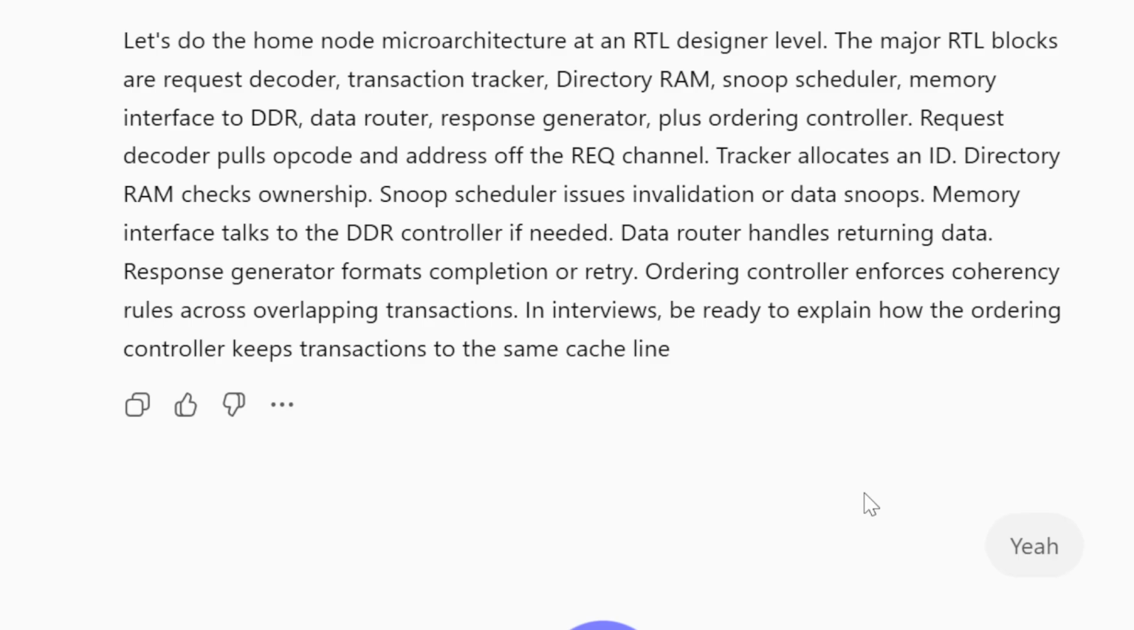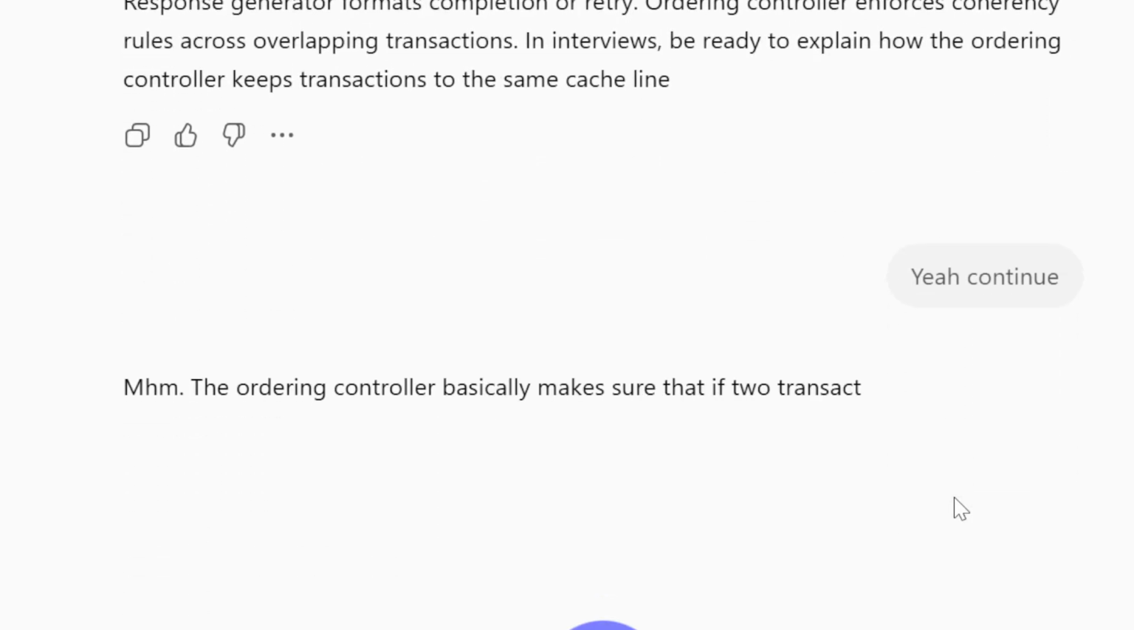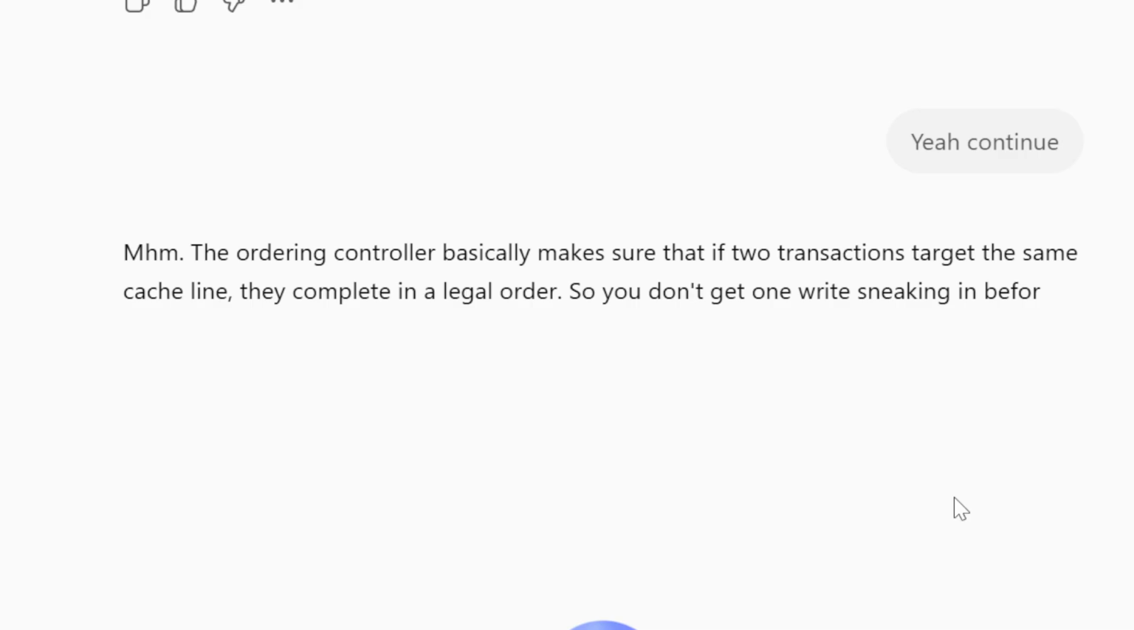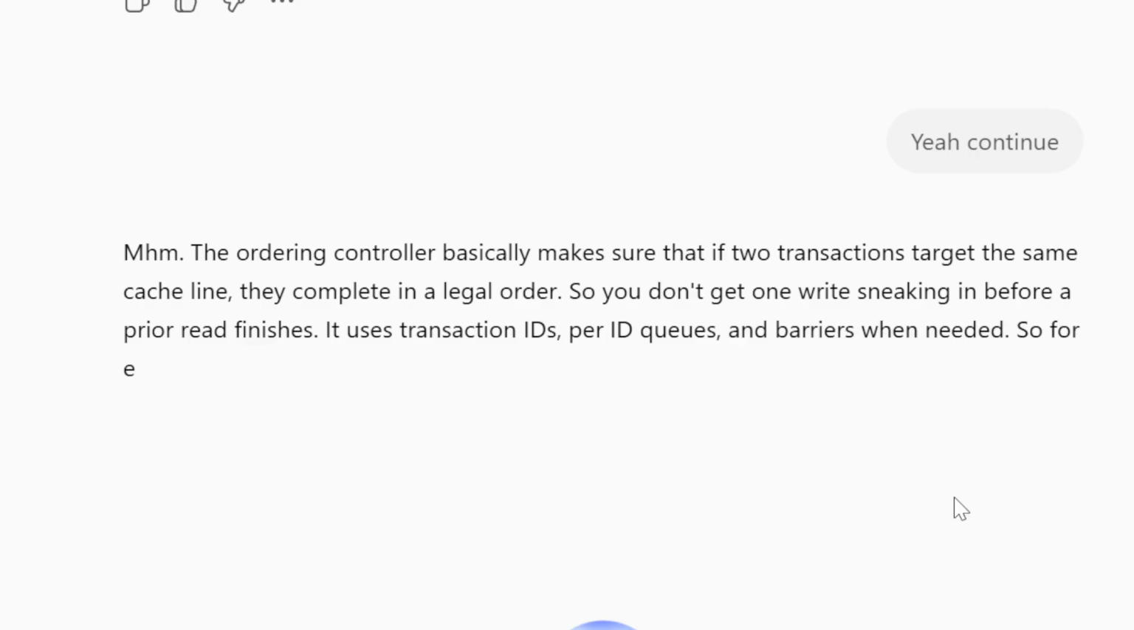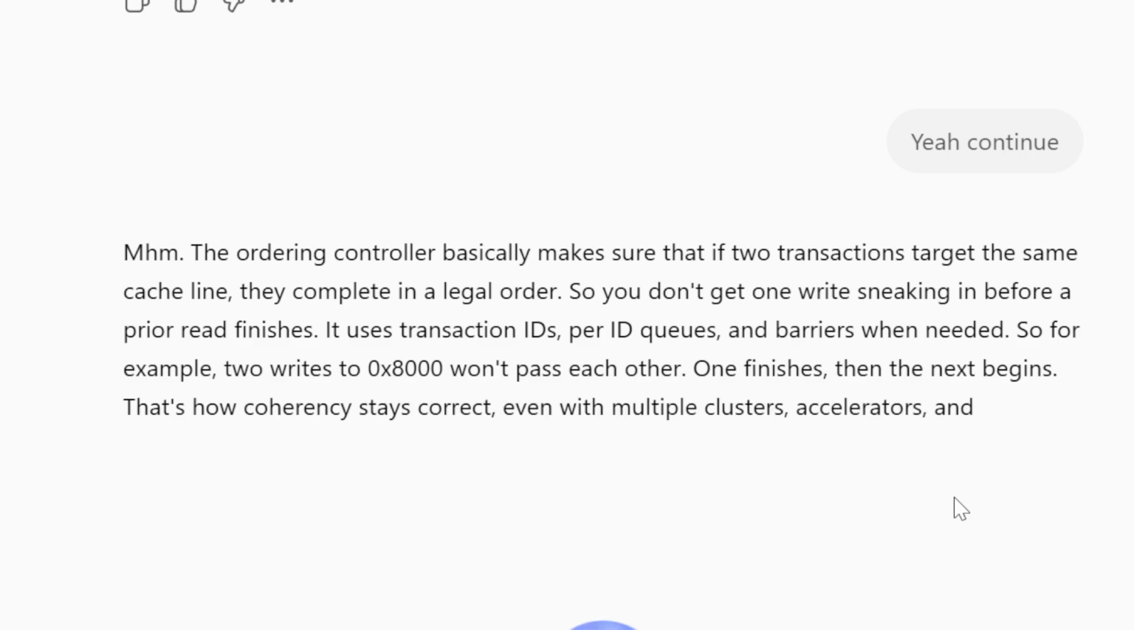Yeah, continue. The ordering controller basically makes sure that if two transactions target the same cache line, they complete in a legal order. So you don't get one write sneaking in before a prior read finishes. It uses transaction IDs, per-ID queues, and barriers when needed. So for example, two writes to 0x8000 won't pass each other. One finishes, then the next begins. That's how coherency stays correct, even with multiple clusters, accelerators, and speculative execution going on at once.